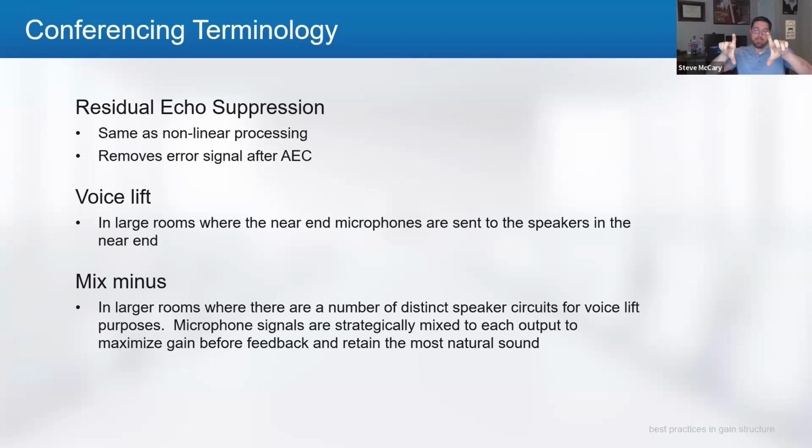If I've got 4 speaker stations in a room, and I have a mic over here and a mic over here, let's say I want this microphone to only play over here, and I want this person's microphone to only play over here. That is called mix minus. It's basically saying I have microphones in the room, but it's not going to come out everywhere. It's just going to come out in areas farther away from the actual microphone.